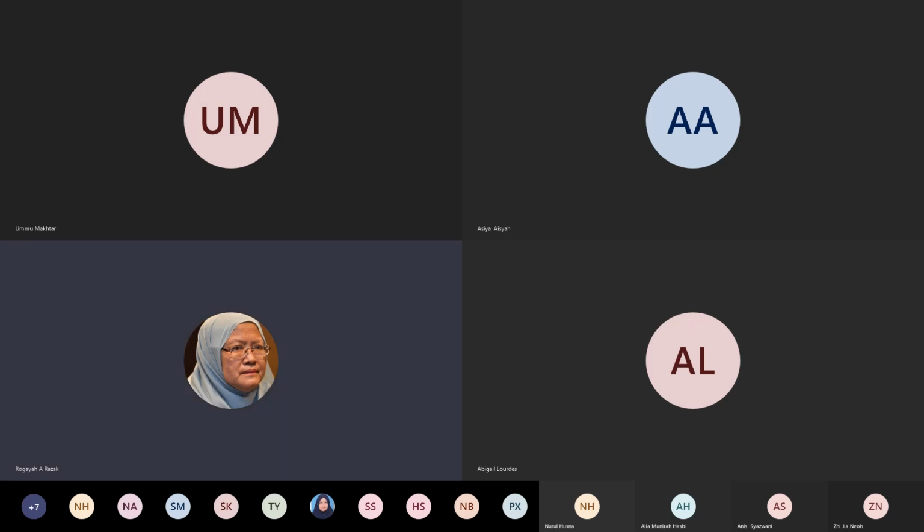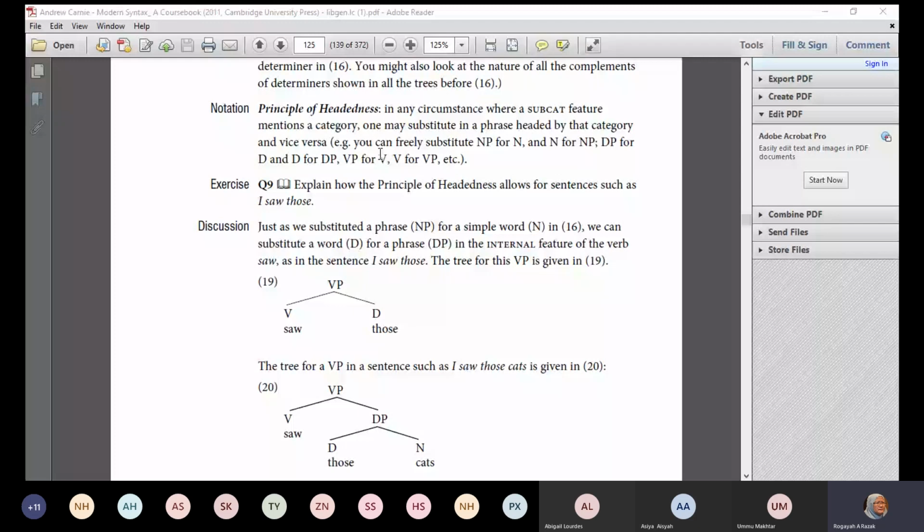So, principle of headedness. In any circumstance where a subcat feature mentions a category, one may substitute in a phrase headed by that category, and vice versa. So, for example, you can easily substitute NP for N, usually for proper nouns. I saw Rugaya. Rugaya is a proper noun, and it's just an N. So it's okay to have only Rugaya under NP, isn't it? It's okay.